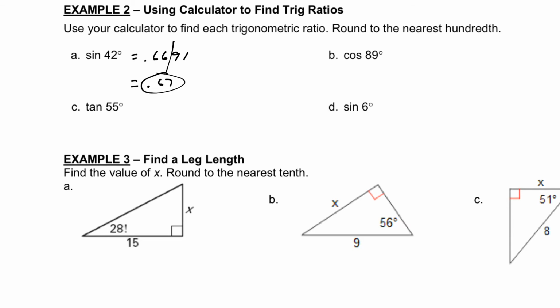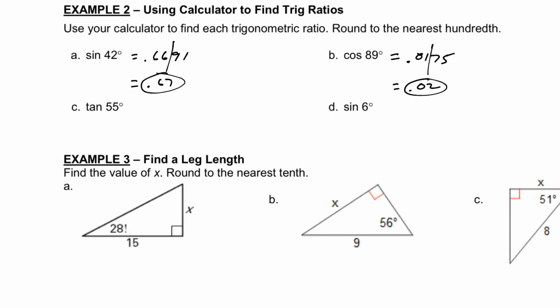In part B, I typed the cosine of 89 degrees into my calculator, and I get 0.0175. But again, I'm going to round off right here. This digit is a 7, so if it's 5 or larger, I need to round up. So my final answer for this one is 0.02. Let's move on to part C, and I think that'll be good enough.